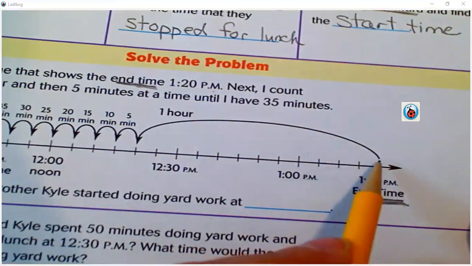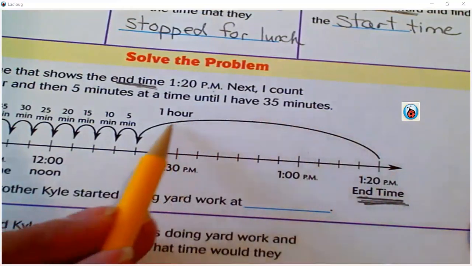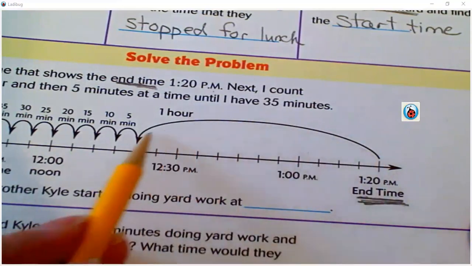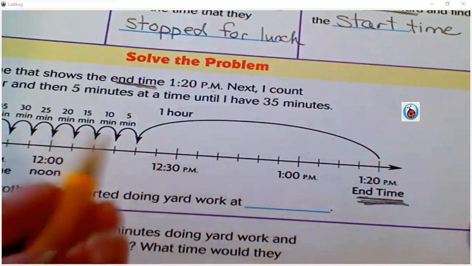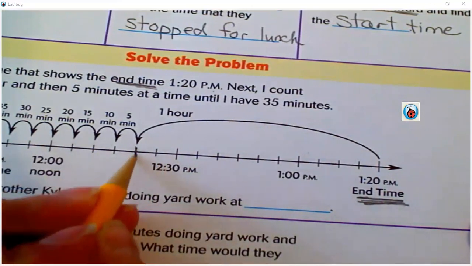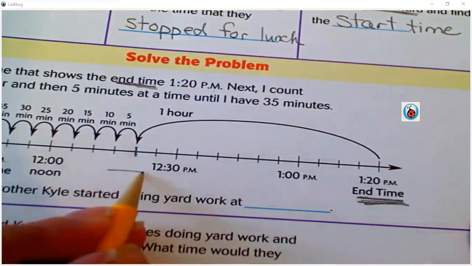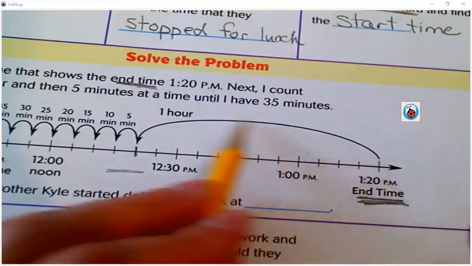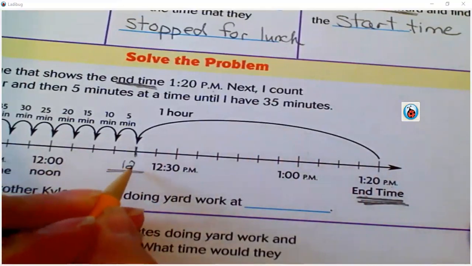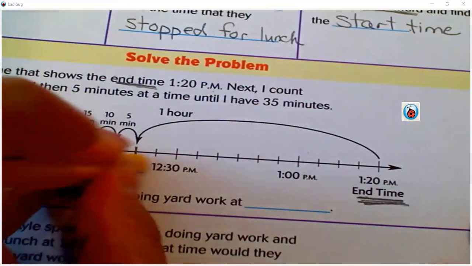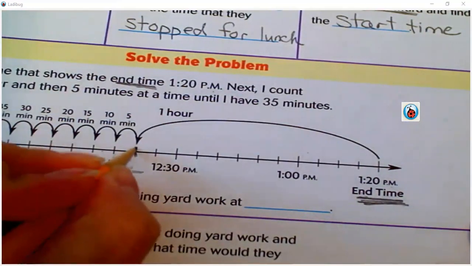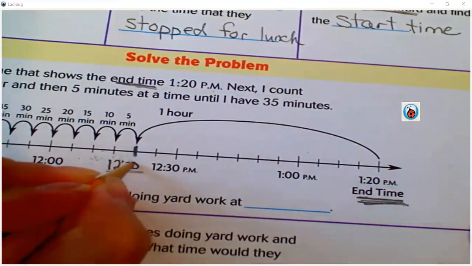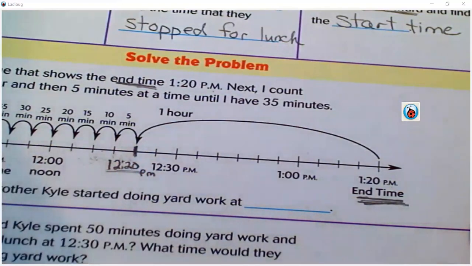So we're going to do one big jump of an hour, because we know that they worked for an hour and 35 minutes. If I were going to actually put that time here, I think it would be helpful. So if they ended at 1:20, an hour before that would have been 12:20. I'm going to erase that and make that a little bit bigger so you can see it. So I'm talking about this spot right here. This is 12:20 p.m., by the way, which is afternoon.